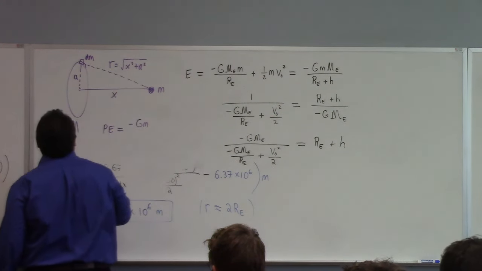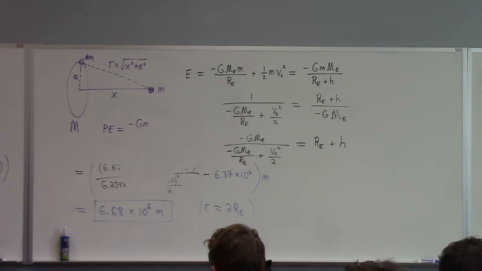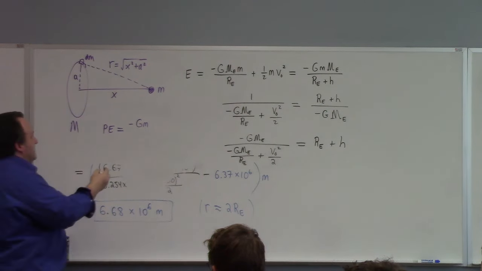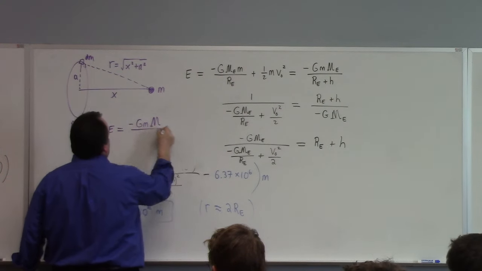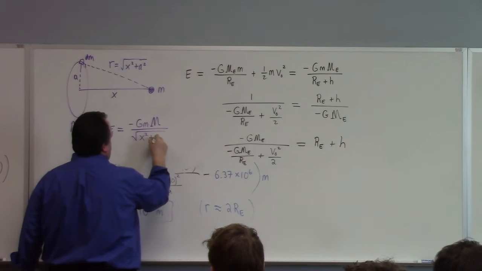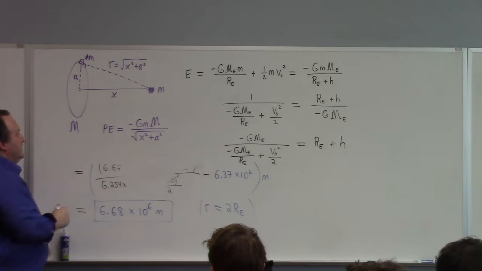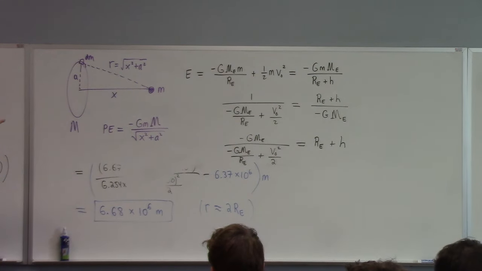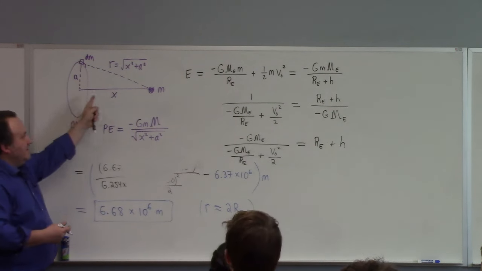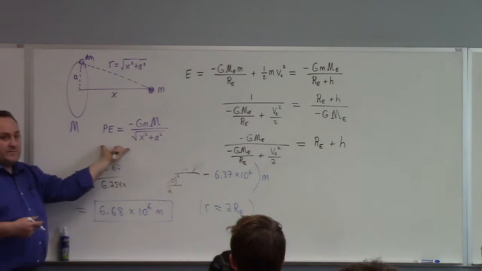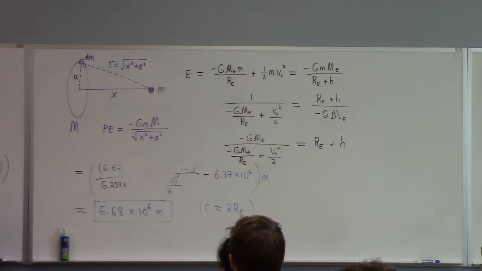Do we need to integrate this time? We don't, because the whole ring is at the same distance, so we can just write the formula down. It's literally minus GMm over the square root of x squared plus a squared. That's the potential energy for this ring and that fixed mass along the axis of the center of the ring, a distance x from its center. And if you wanted to find the force of gravity of this ring on this mass, simply differentiate this with respect to x, and it will tell you.